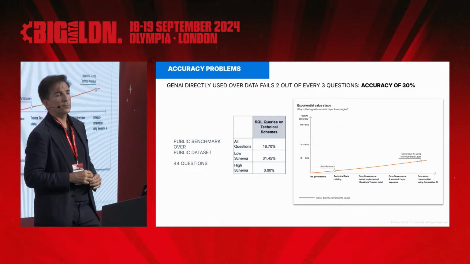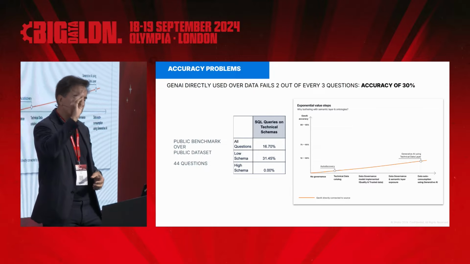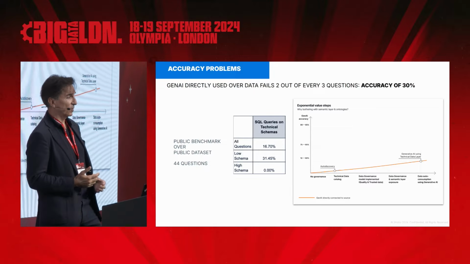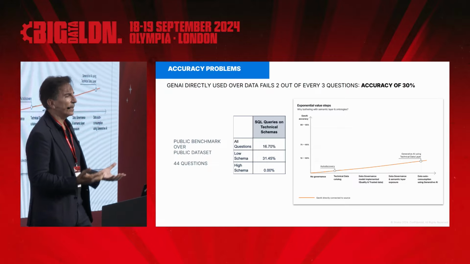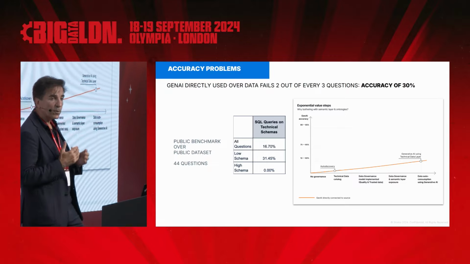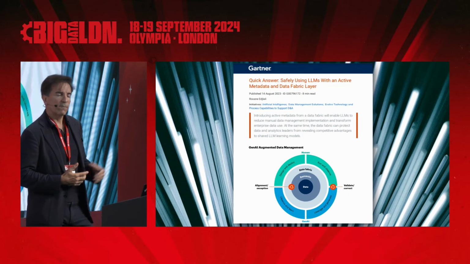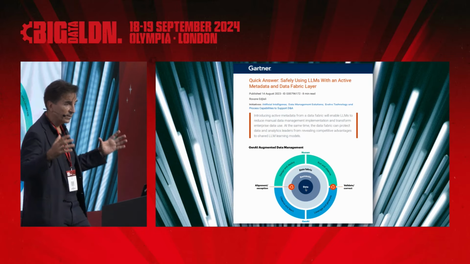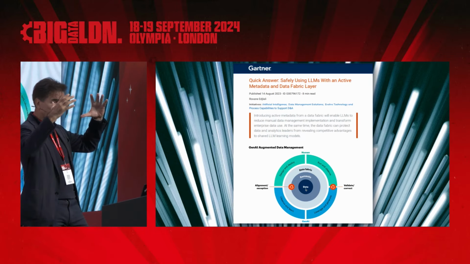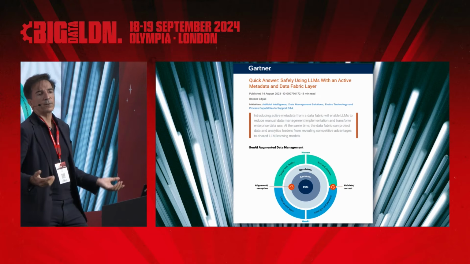Imagine you give this to the chairman of your company, and it is failing 2 out of every 3 questions. You will be fired next day. So no question about why the POCs are not in production. It doesn't work. So how are we solving this? Once again, Forrester, Gartner, the answer is very clear. Around the data, give a semantic layer, give meaning to the data, and with the data fabric, augment the engine to make it work.